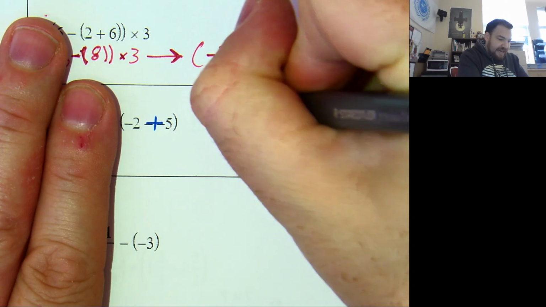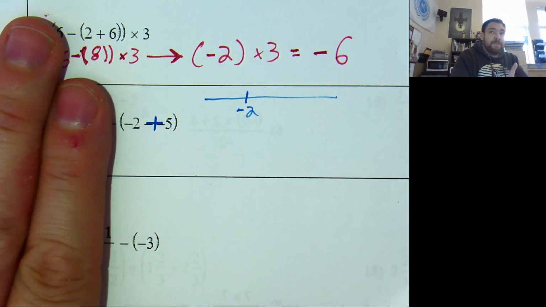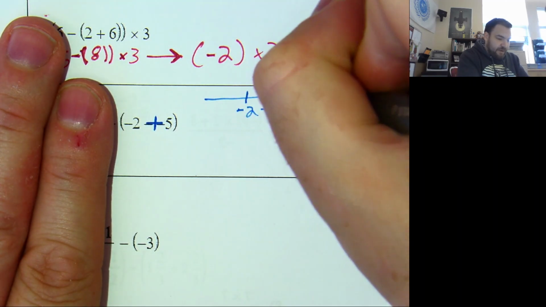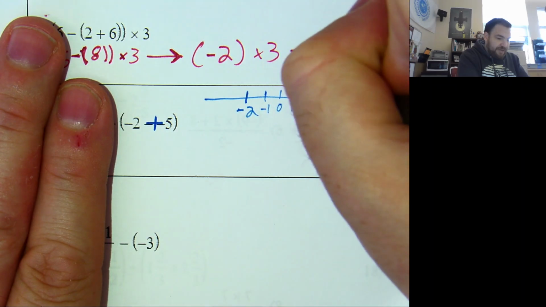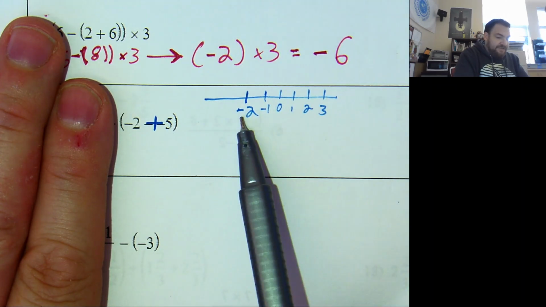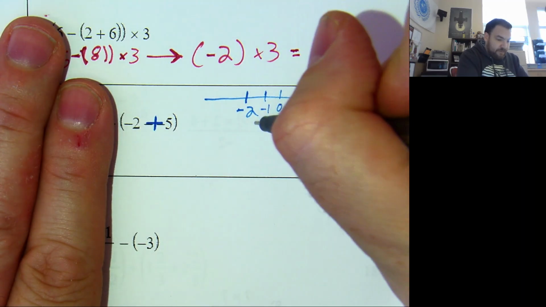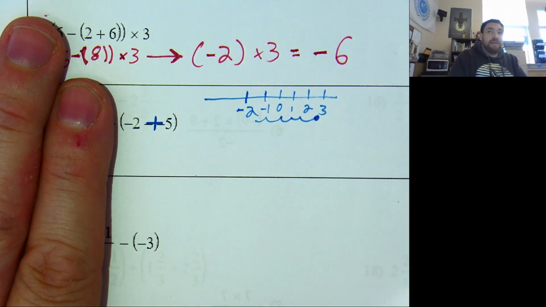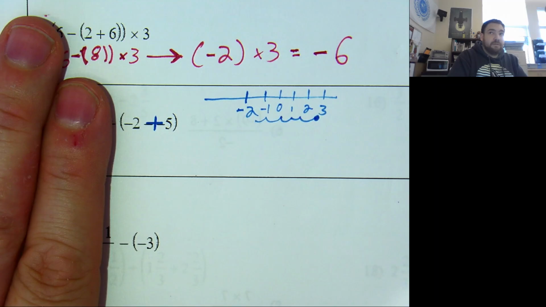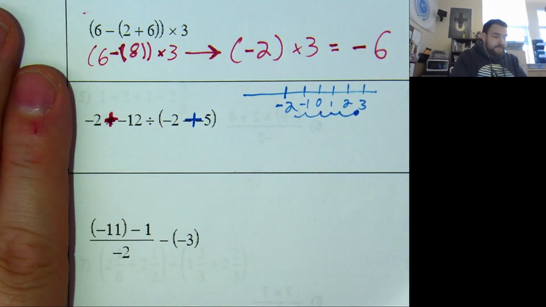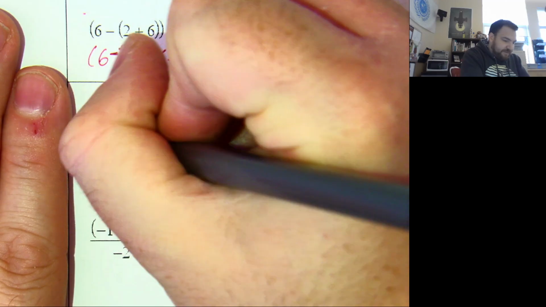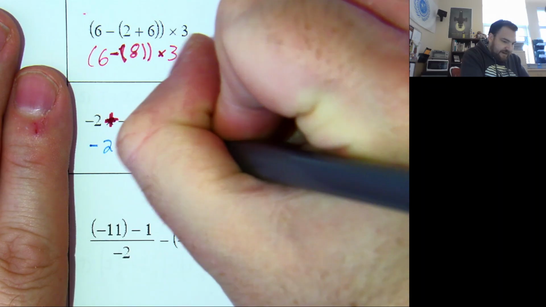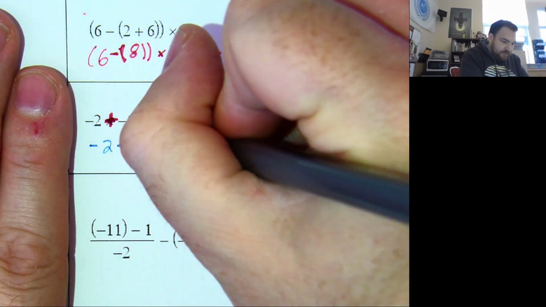If I'm down here at negative 2, don't drop the minus sign. Negative 1, 0, 1, 2, 3. I'm at negative 2 and I'm going up 5. 1, 2, 3, 4, 5. And there I am at 3. So now I'm going to rewrite this. It's going to become negative 2 plus negative 12 divided by 3.